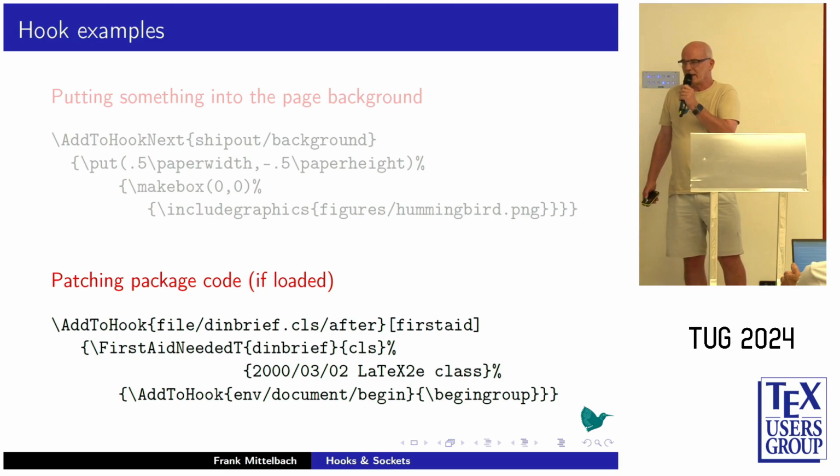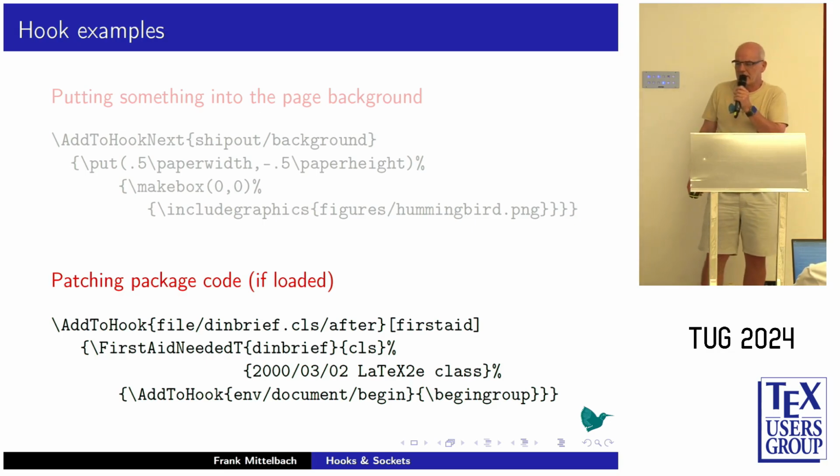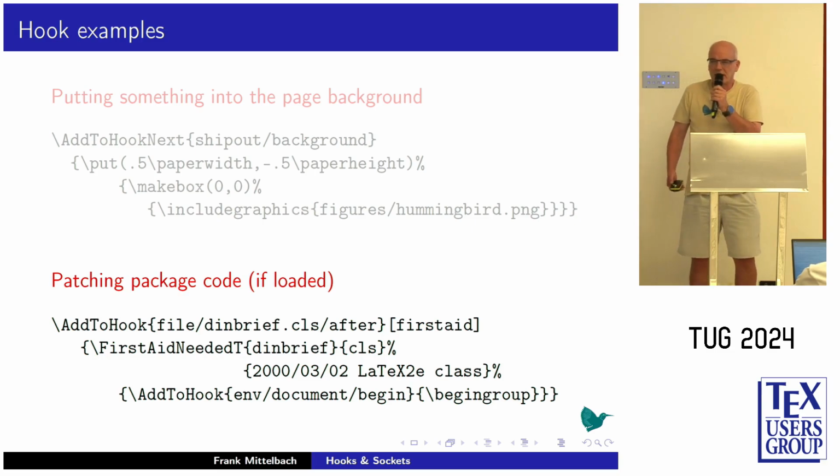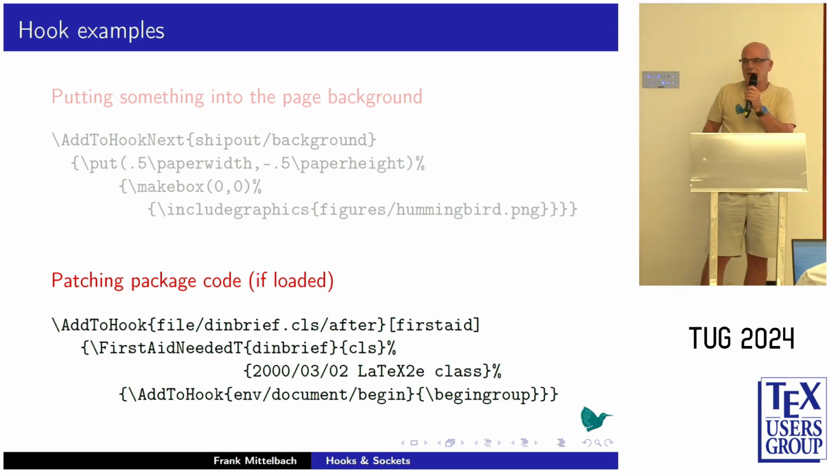So in other words, this code sits there and waits for, first of all, the Dean class being loaded. If it is not loaded, nothing happens. If it is loaded, it prepares for the environment, the document environment, to get another begin group at the beginning. As a result, this class continues to work with the current LaTeX without ever touching the class.